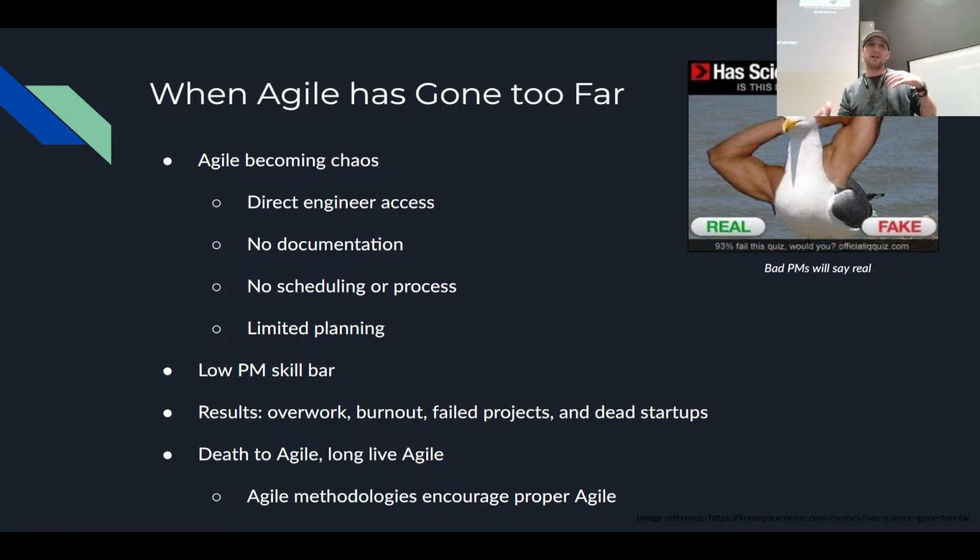Other things that can cause Agile to go too far is many PMs don't have a lot of formal training. A lot of PMs are just software engineers who happened to be a little bit more organized than everyone else or happened to be better communicators, and they got made a PM.